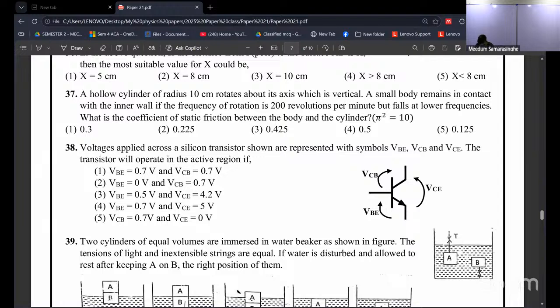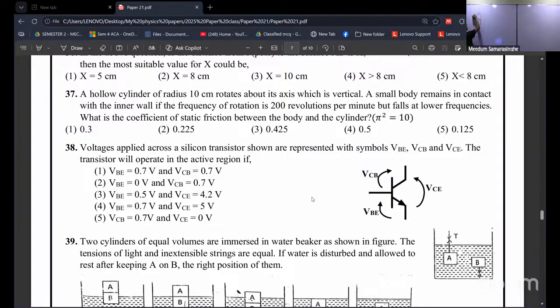Okay, this is the question. Now there you have a voltage applied across a silicon transistor, shown and represented with the symbols VBE, base emitter, VCB, collector base, VCE. The transistor will operate in the active region if. Okay, there you have a PNP transistor. No, NPN transistor.